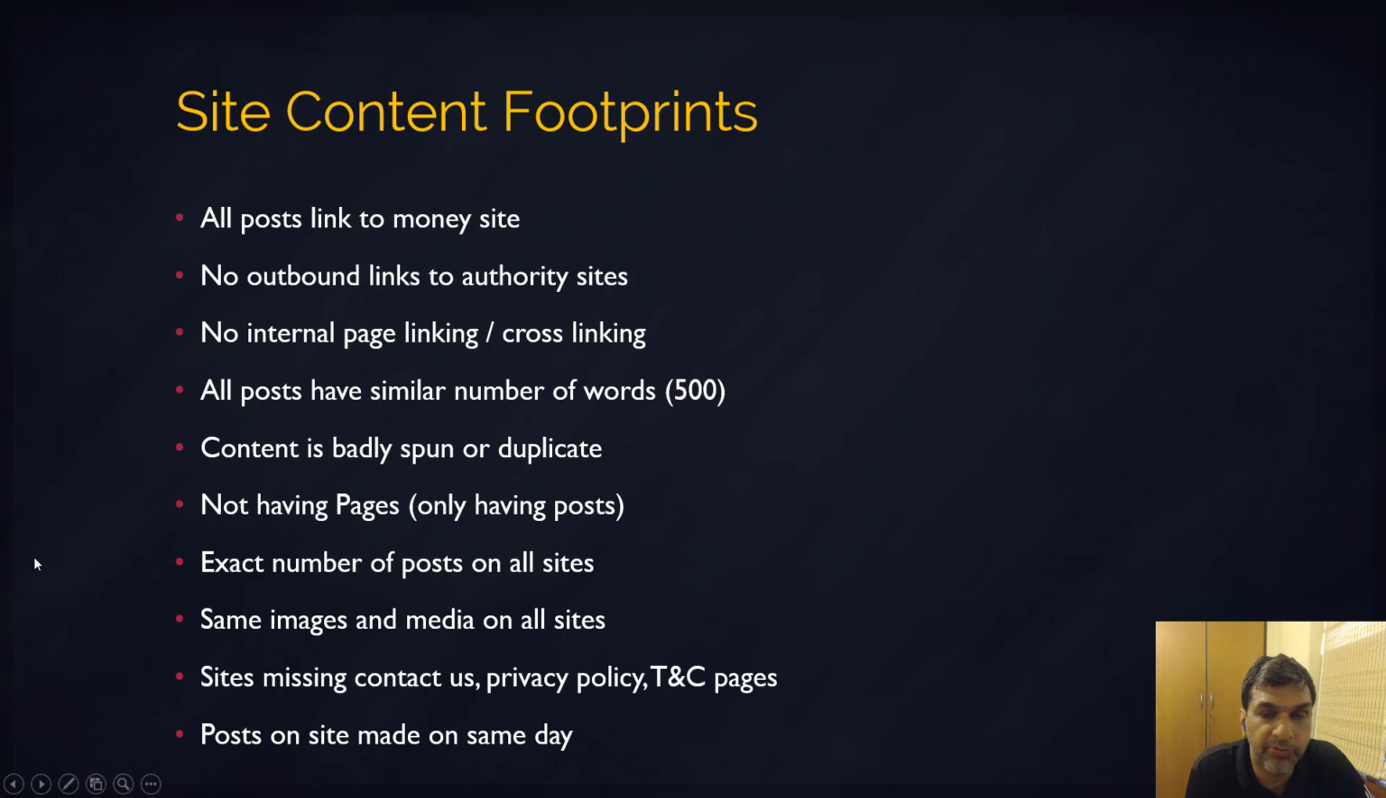Then if you have the exact number of posts on all your sites, so if you have 100 sites and each of them has 7 posts, that's a footprint. If you have a homepage feed and all of them have three post summaries on the homepage, that's a footprint. If you have the same images and the same media on all your sites, of course, that's a footprint. If all your sites are missing the contact us, privacy policy, and terms and conditions pages, across your entire PBN network, then that's a footprint.